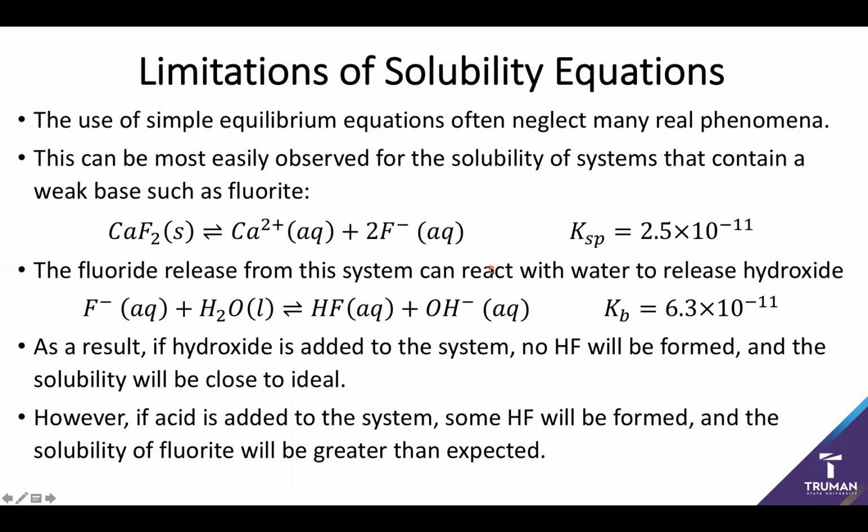However, if I add acid to the system, I'm going to chew up all that hydroxide, decreasing the concentration, making this reaction go forward. This means I've decreased the amount of fluoride in the system. As a result, we're going to increase the solubility of calcium fluoride. And we've seen this already a little bit with hydroxide ligands and adding a buffer. By modifying the pH, we can shift these reactions.